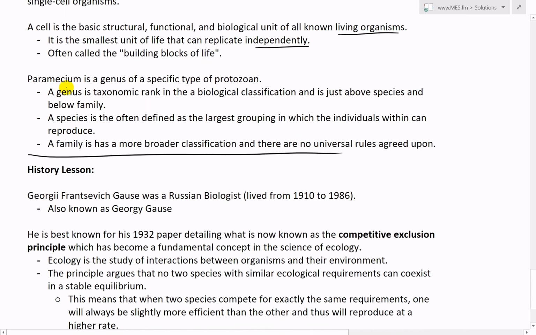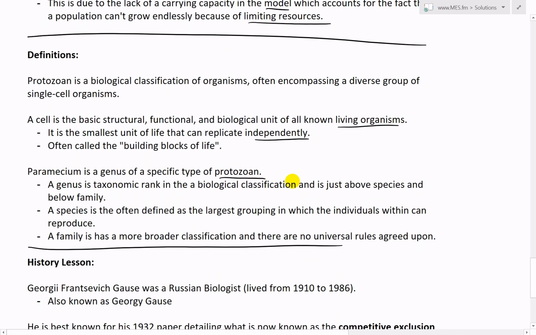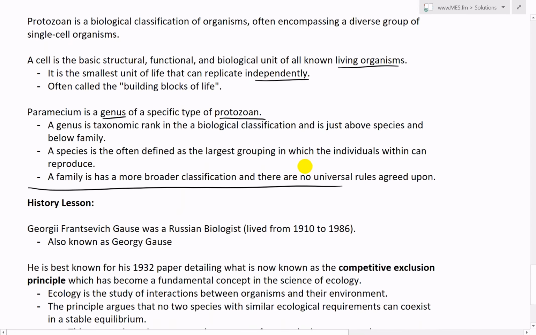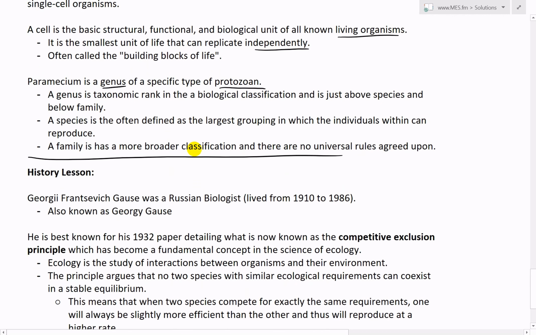And Paramecium is a genus of a specific type of protozoan. So protozoan is just a classification of organisms, and oftentimes that classification involves just grouping diverse single-celled organisms. And Paramecium is a genus, I'll explain that in a bit, of a specific type of these single-celled organism classifications. And a genus is a taxonomic rank. Again, this is the science of grouping things together in biological classification, and it's just above species and below family. So this is another type of classification.